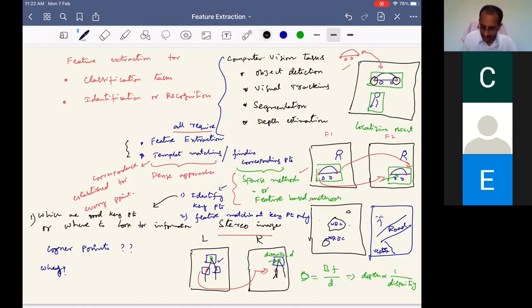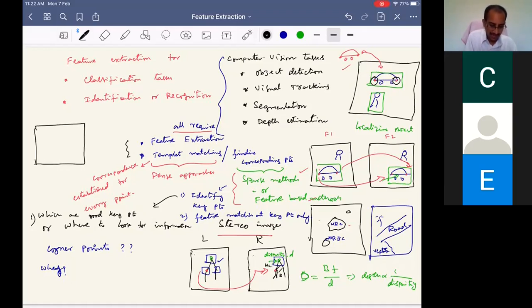See, for example, in this example, assume that inside all is black and outside is white. So the corner point may have a lesser intensity than the surrounding regions. Is it not? The gradient of intensity. Okay, very good. The gradient of intensity is high, not only at corner points, but also at edge points. Along the whole edge, I will have a good gradient. Then why corner points?